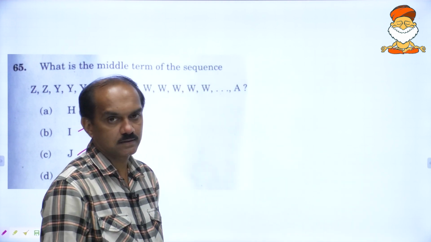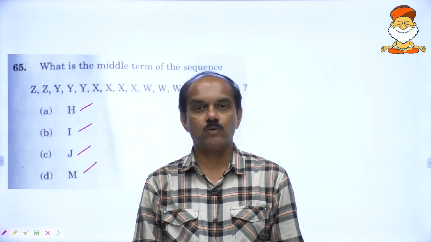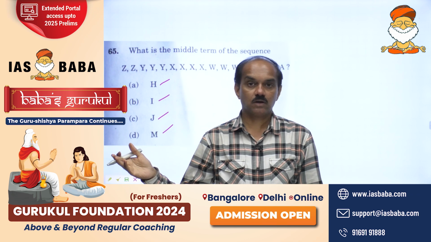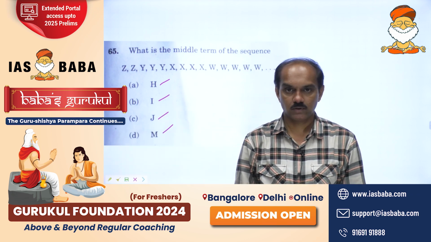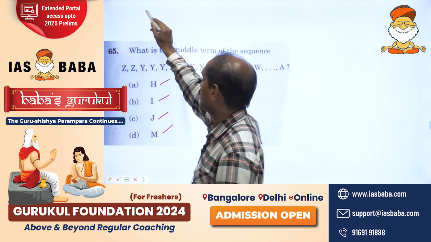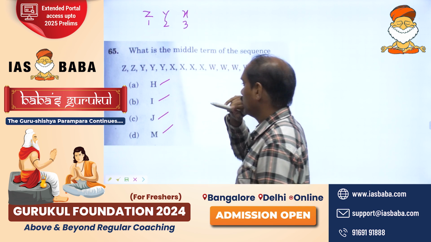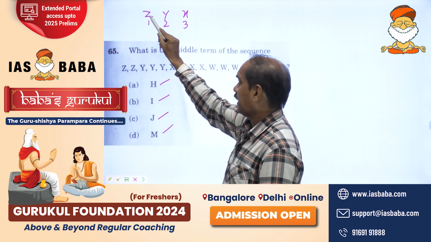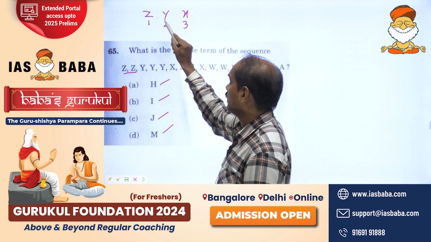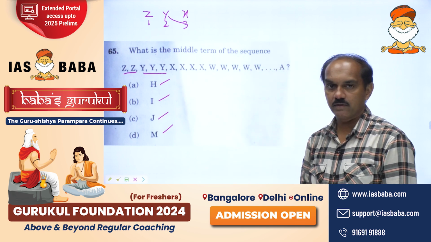If you start giving the codes in the reverse order, rather than A to Z as 1, 2, 3, 4, that is the usual manner. If I start giving the codes from that end, Z is 1, Y is 2, X is 3. Here what's happening is Z is not just one time, it is 2 times. Y is not just 2 times, it is 3 times. X is repeated 4 times. This is how it is going.